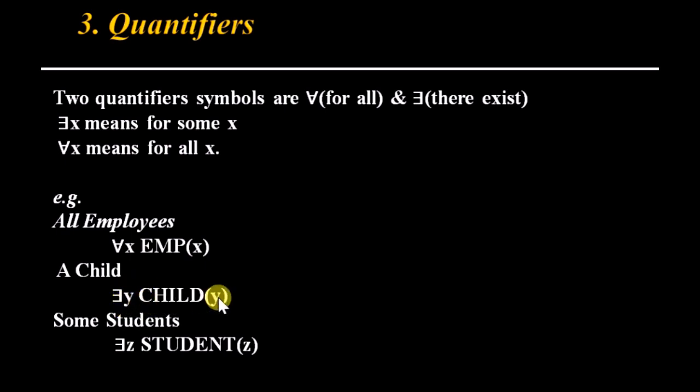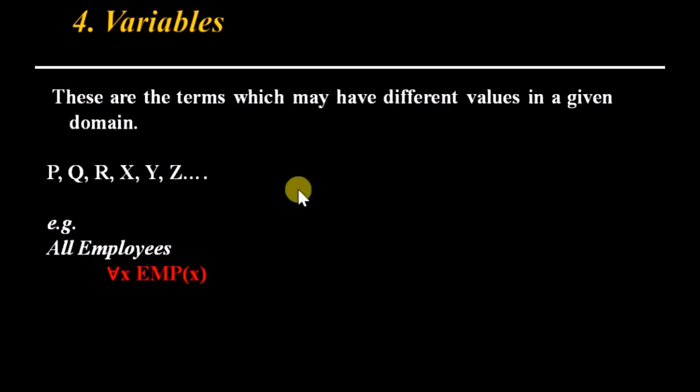So child y. Some student. Again it is the there exists quantifier. So z represents a student. There exists z, student z. Variables means which have different values in a given domain. For example, all employees. In this case, no employee's name is given here. Employee can be anyone, Ram, Sam. So here, instead of using employee name, we will use a variable.